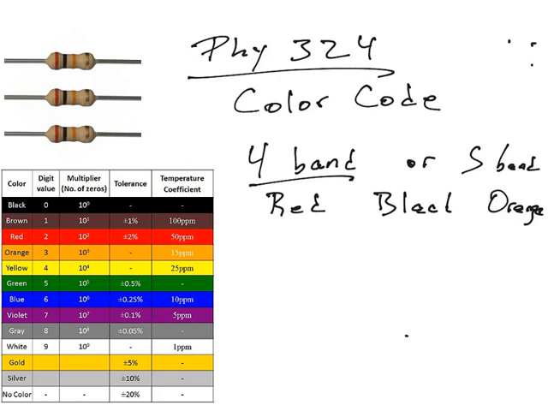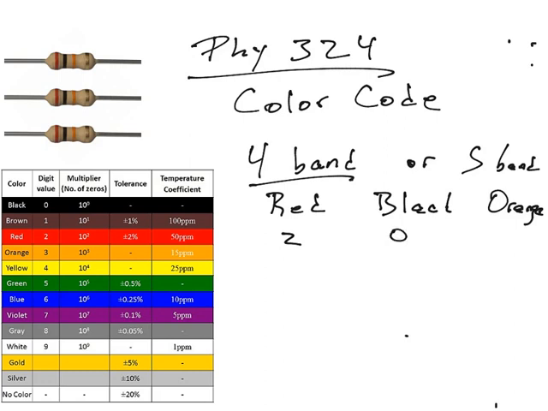So red, we look at our table of values. Under digit value, it says red is the number 2. So the first number of our resistance is a 2. The second stripe is a black stripe, so on our table it says digit value for black is 0, so the second digit of our number is 0.